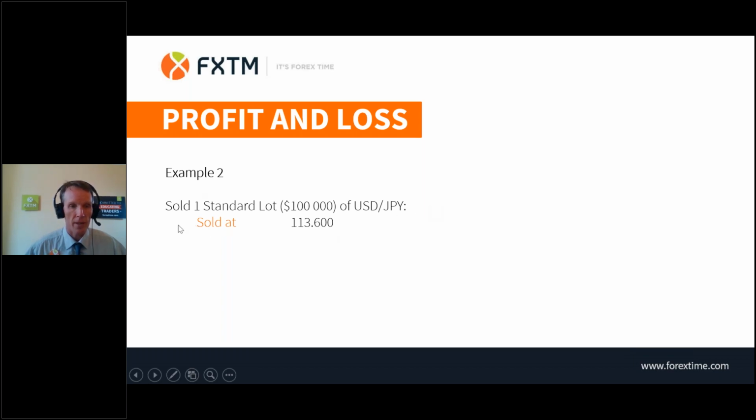Right. So let's look at another example. We're going to sell. We sold one standard lot again, 100,000 of the base currency. The base currency is USD in this case, so it's US dollars, and the USD Japanese yen. So we sold at 113.600. We closed at 113.670, and we have a loss of 7 pips.